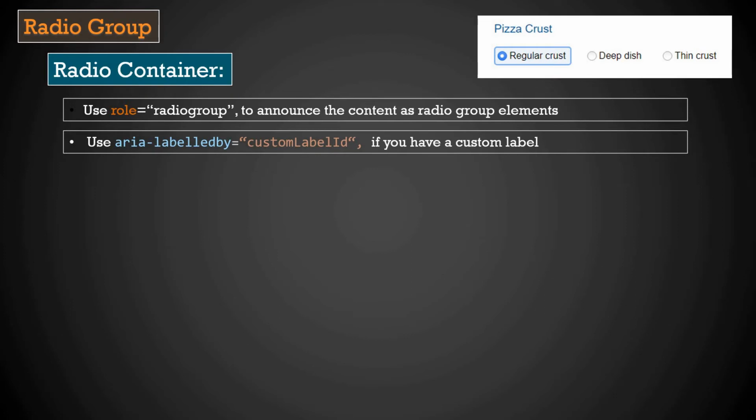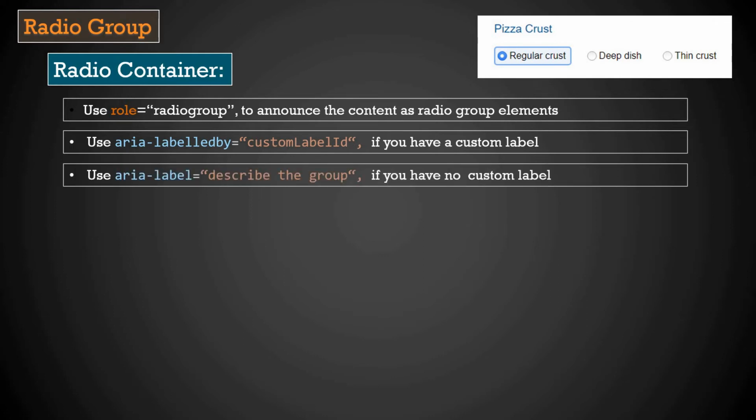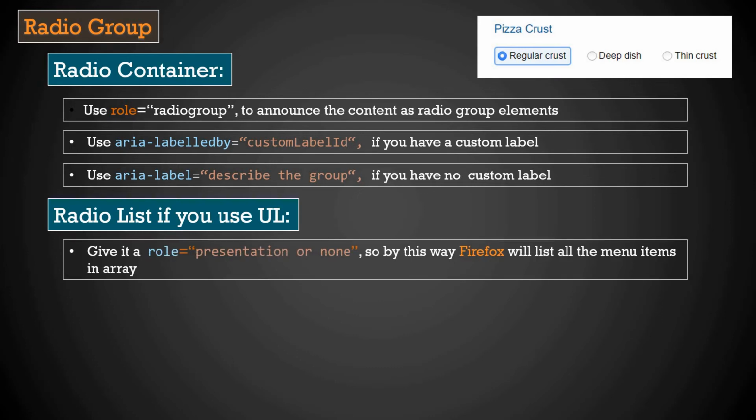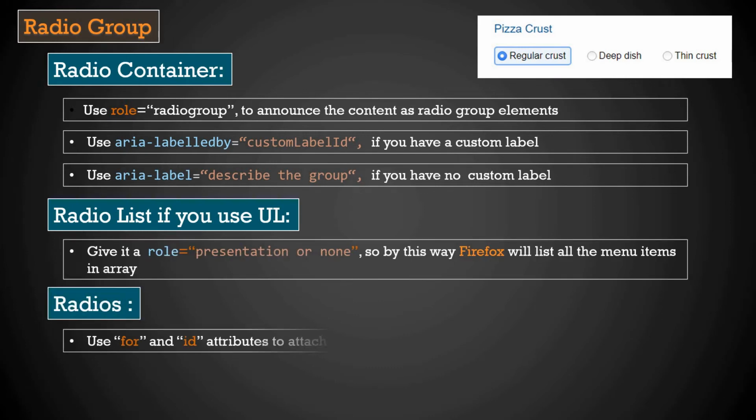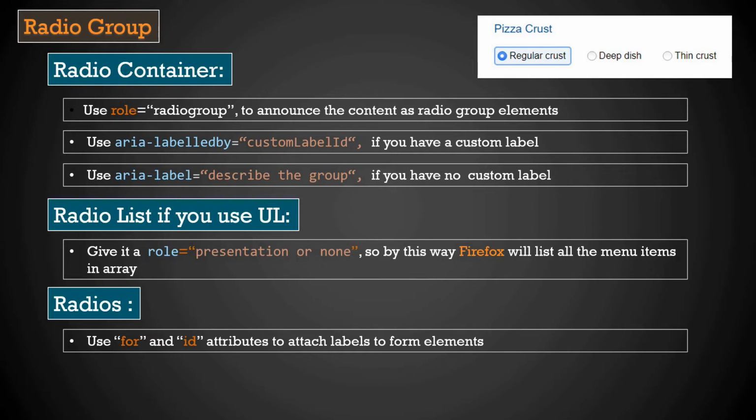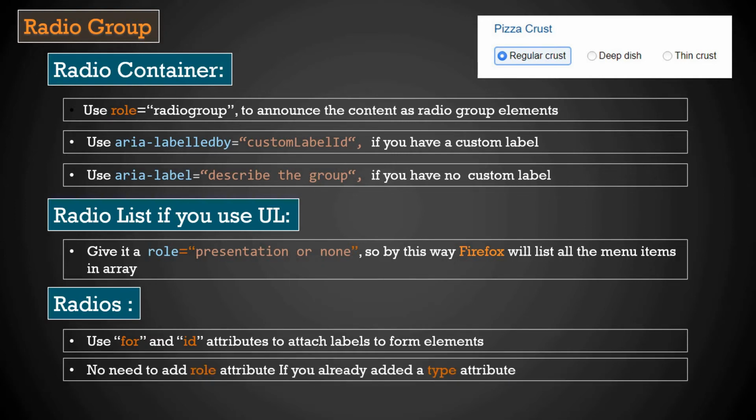Aria-labelledby with the custom label ID. If you don't have this custom label ID, you give it aria-label. The same if you use an ordered list, you give it role presentation, or none for Firefox. And for the radios themselves, use also for and ID attributes. And no need to add role, because you already have the type, which makes the role redundant.